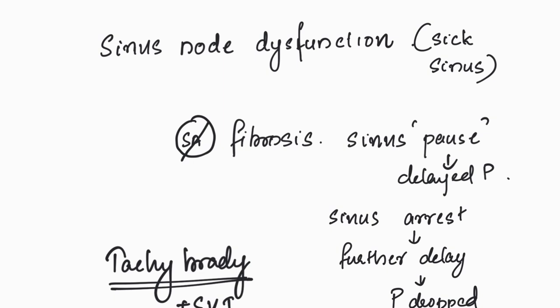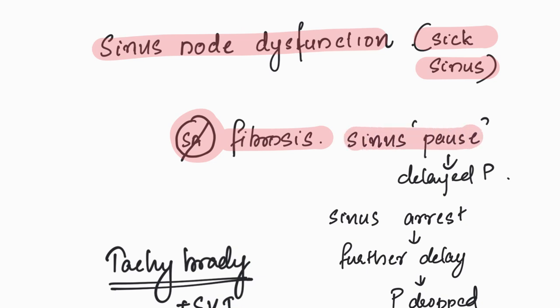One of the most important causes is sinus node dysfunction, also known as sick sinus syndrome. This is a condition where the sinus node is damaged by fibrosis, and so there is a pause in the sinus, which is known as the sinus pause. Here, the P wave is delayed. When compared to a normal ECG rhythm, the P is not coming at the right time, it's slightly delayed. This is what we call the sinus pause.